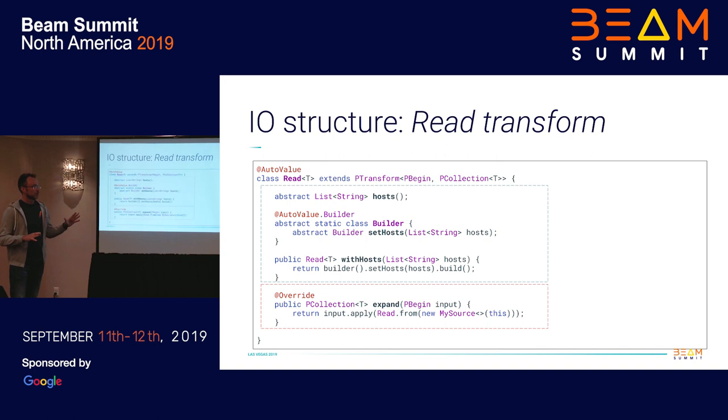consists in general of two parts. The first part is the configuration part, and it's responsible for configuring your read transform, like setting hosts, topics, and some other configurations. In this case, we usually use AutoValue to simplify boilerplate and to make our life easier again. And the second part is the expand method, which is responsible for returning the collection of elements, and where we actually create the instance of our source object.